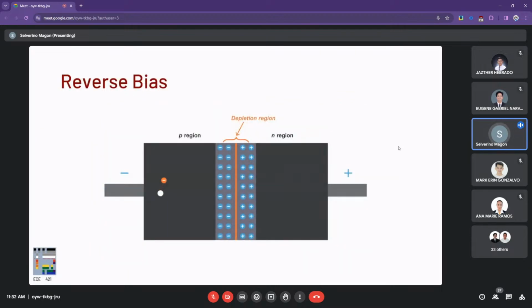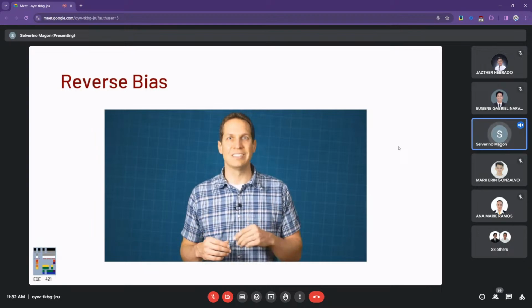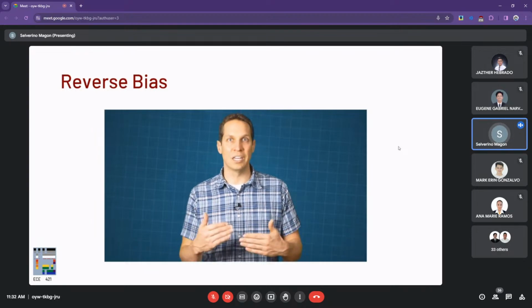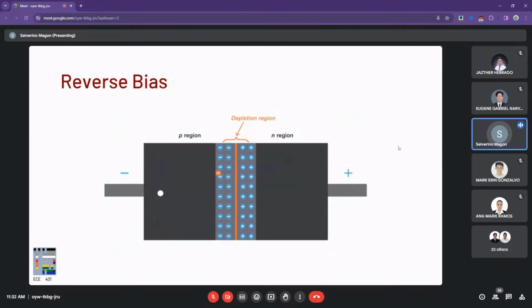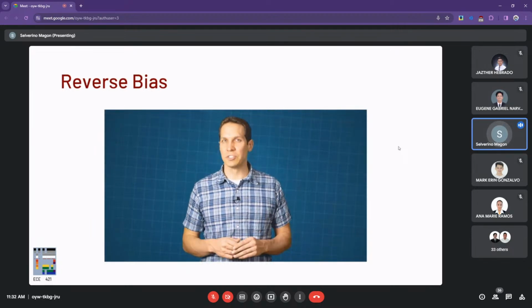The negative side of the external bias voltage pushes the minority carriers in the P region, which are free electrons, toward the PN junction. Since the conduction band in the P region is at a higher energy level than the conduction band in the N region, the minority electrons can easily pass through the depletion region, since there's no additional energy required. The reverse current in reverse bias condition should be really small.